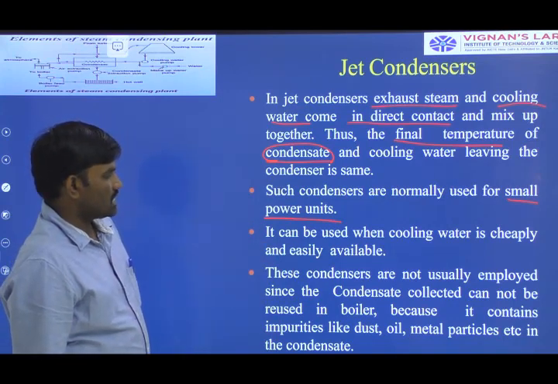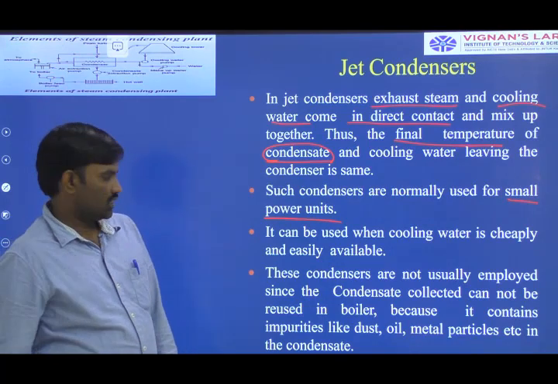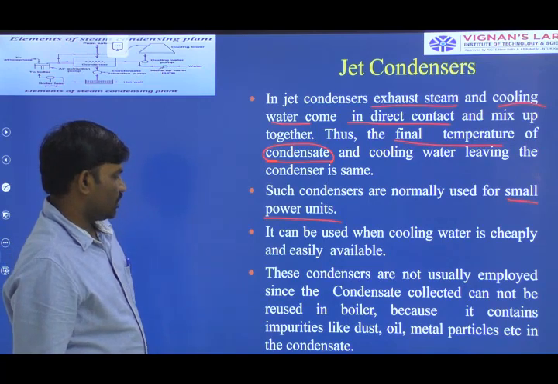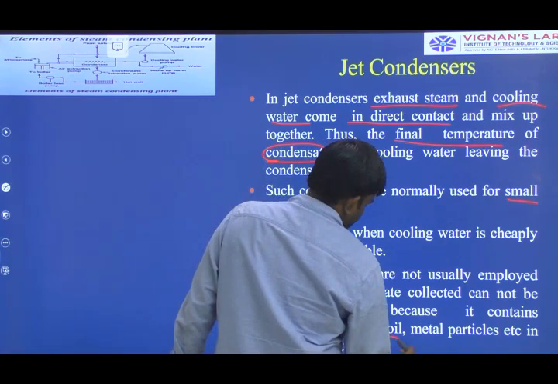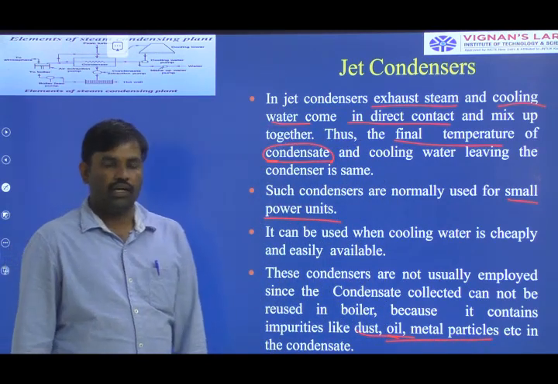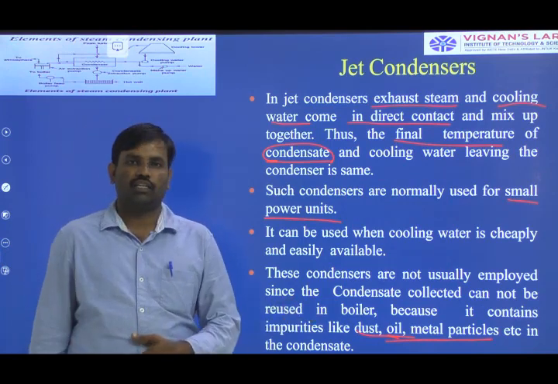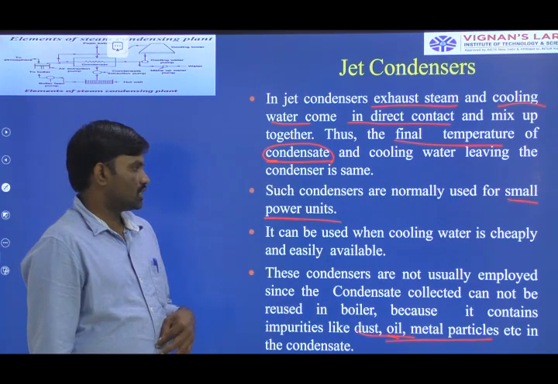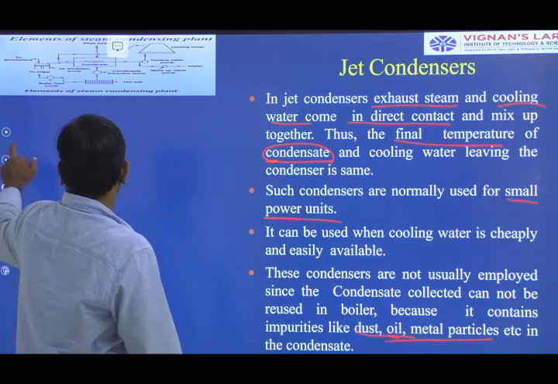These condensers are not usually employed since the condensate collected cannot be reused in the boiler section, because it contains impurities like dust, oil, metal particles, etc. That means during the mixing of exhaust steam and cooling water, the mixture picks up dust, oil and metal particles. That's why we use this type of condenser in small capacity power plants.